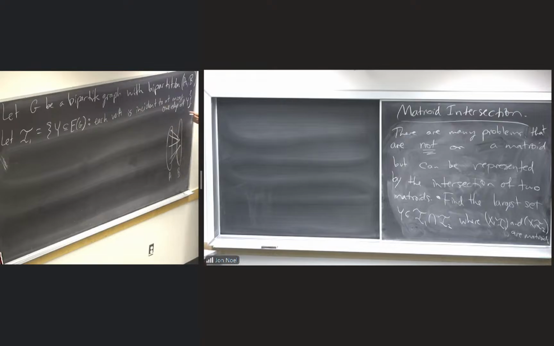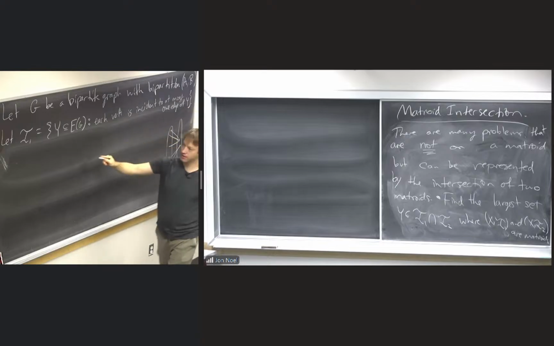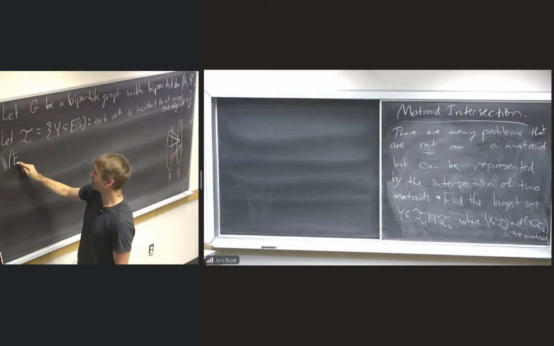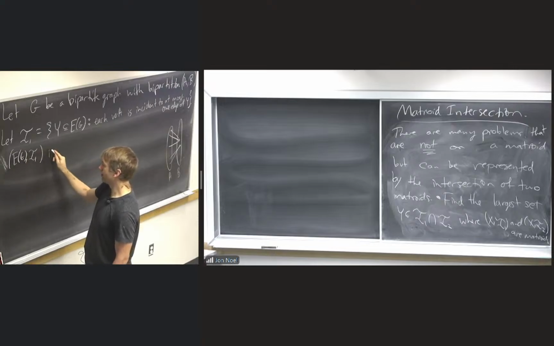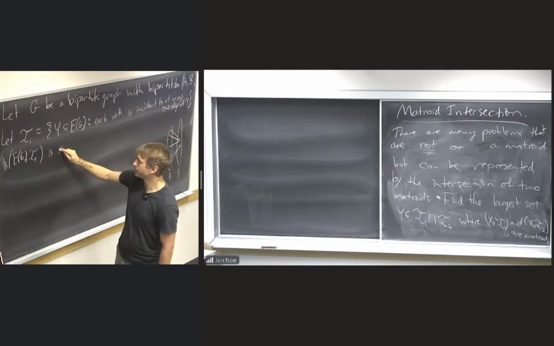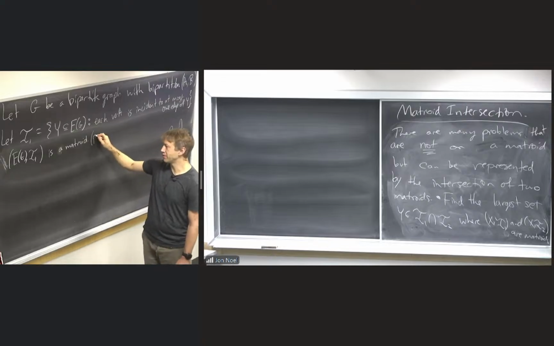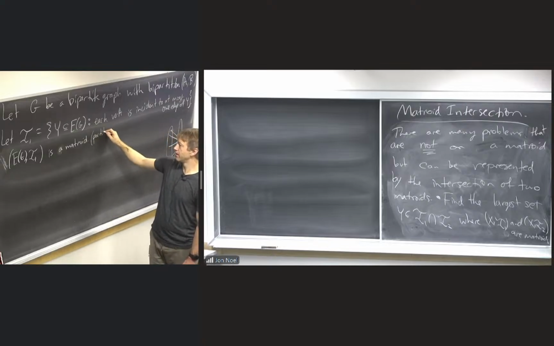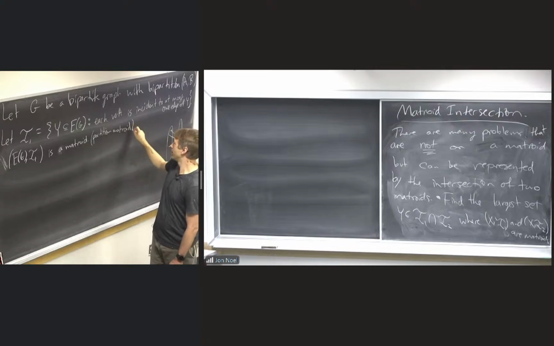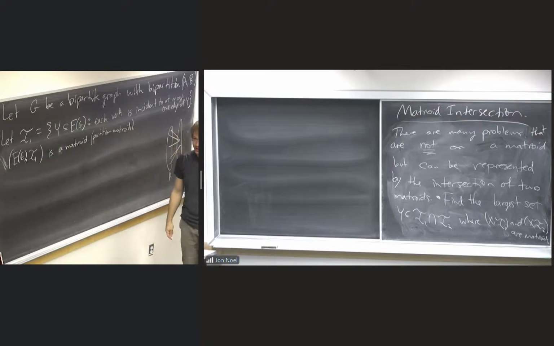If you think about it, E(G), I1 is a matroid. It's actually something called a partition matroid, but I'm not really saying exactly what that is. Yeah, why is it a matroid?